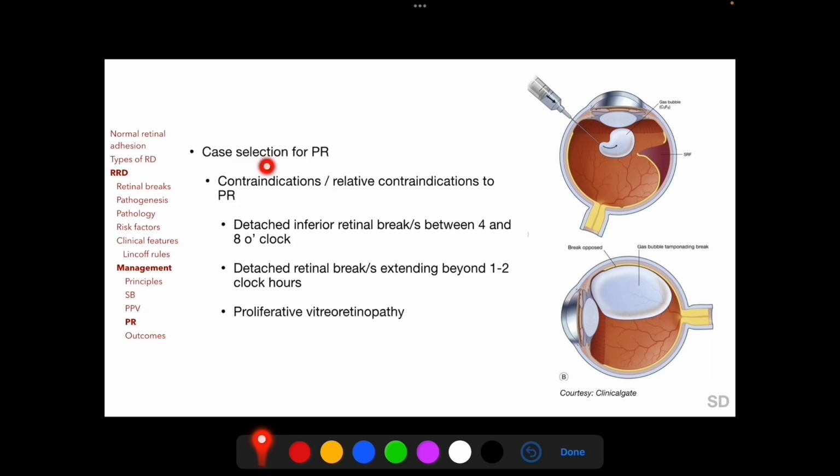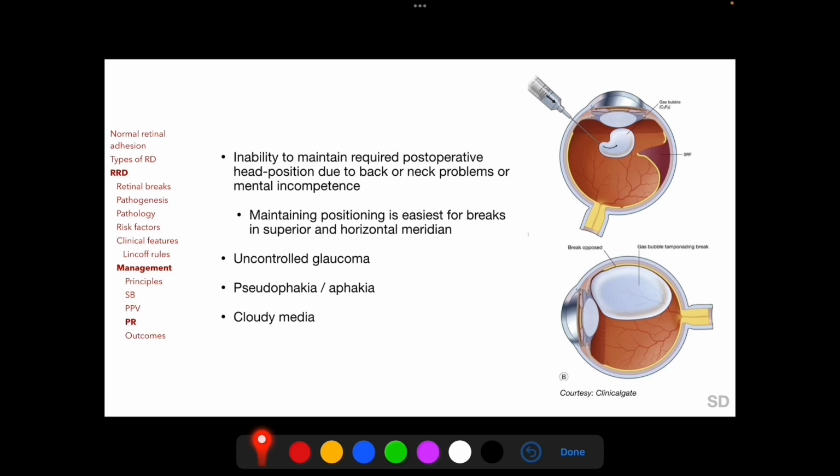Case selection for PR is extremely important, and contraindications or relative contraindications to PR include detached inferior retinal breaks between 4 o'clock and 8 o'clock positions, detached retinal breaks extending for more than 1 to 2 clock hours, proliferative vitreoretinopathy, inability of the patient to maintain required post-operative head position, uncontrolled glaucoma, pseudophakia or aphakia, and cloudy media.